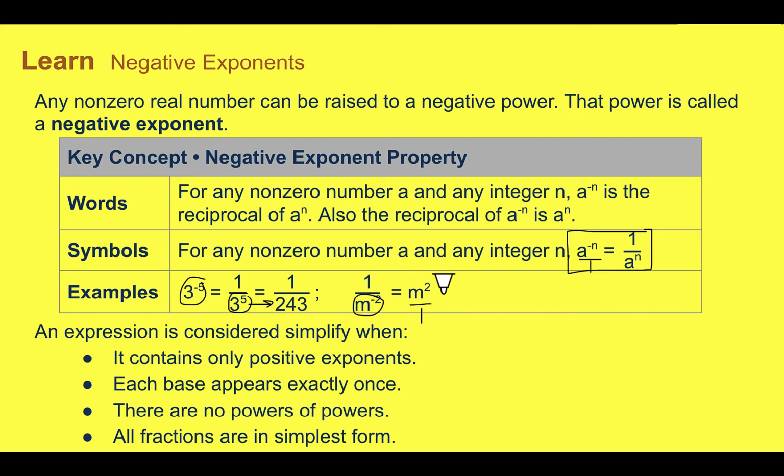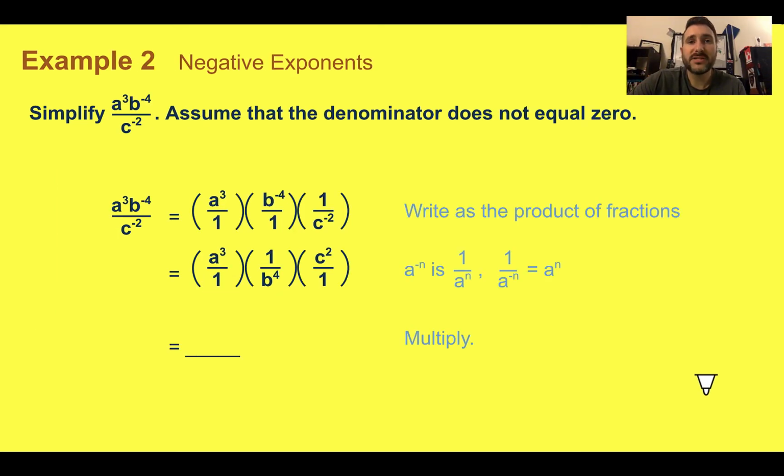There cannot be any powers to other powers. We need to use the power to a power rule or the power of a product rule to simplify that out. And all fractions need to be in simplest form. And mainly those fractions are talking about the numbers. So for example, if we had something like 8 over 24, we would need to simplify that into 1/3. Example 2, negative exponents. Simplify a to the 3rd, b to the negative 4 over c to the negative 2.